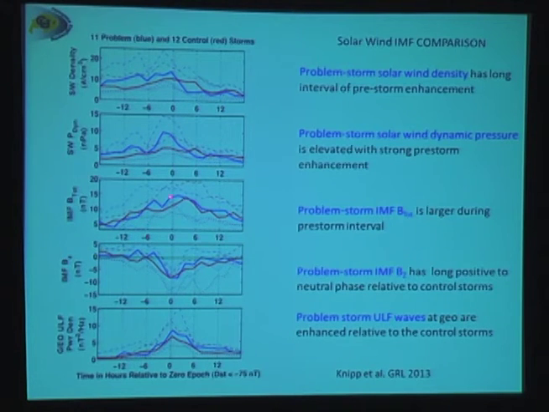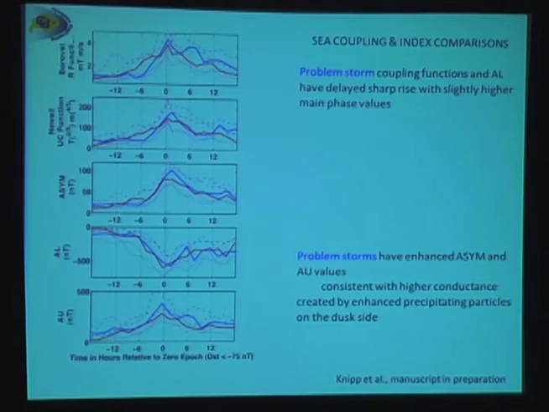They have strong IMF, although the IMF-BZ is not particularly different. They have lots of ULF waves with them. So this, what Rich mentioned in terms of waves, those are there. There's something different in the structuring of the solar wind. There is something different in structuring in terms of the asymmetry of the ring current.